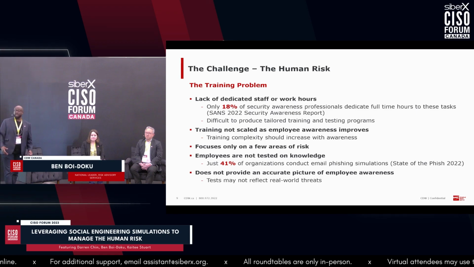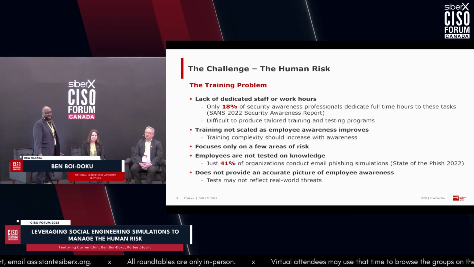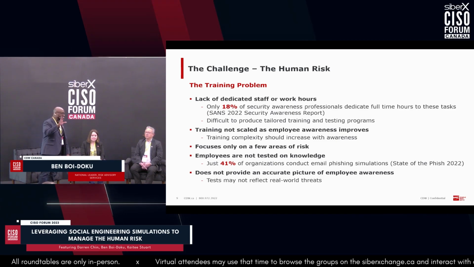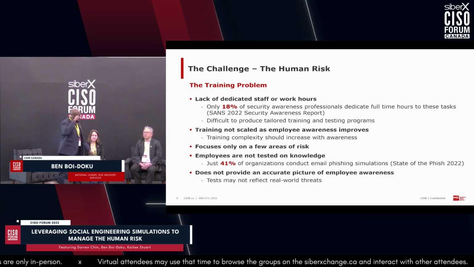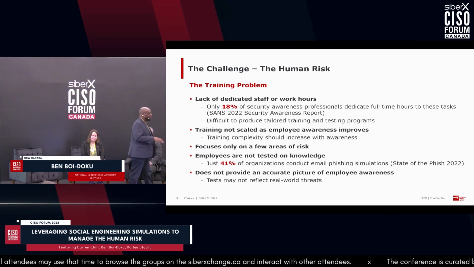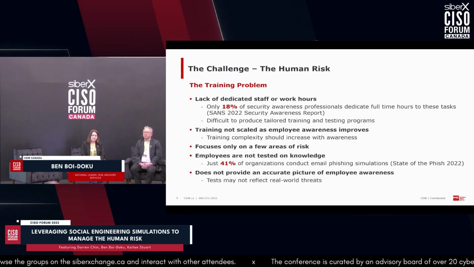Tests may not reflect real-world threats. Again, if I'm able to open an MX record and know that this is a phishing attack being sent out from the same system, I don't want to call up the company, but if I'm able to do that, I'm not going to see what a real-world attack would be. And when we do simulations, we're a little bit more crafty when we do those simulations.